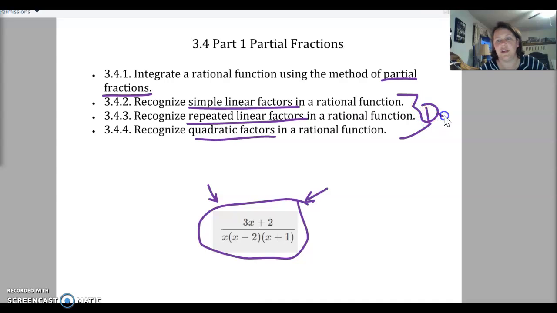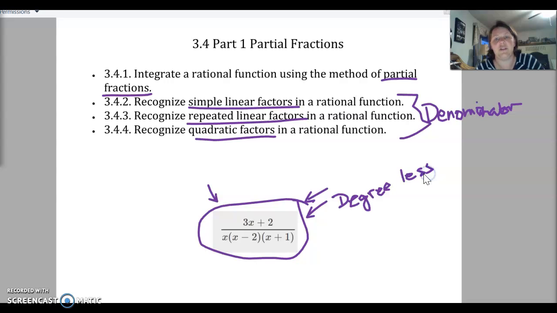When we talk about these factors, we are discussing what's happening in the denominator. We're not looking at the numerator. The numerator can be anything. In all of the homework problems that I've come across so far, the degree of the numerator is less than the degree of the denominator, and that is important. If it is not less, then you would do long division first, and then you would start doing your partial fractions. So the degree of the numerator needs to be less than the degree of the denominator.